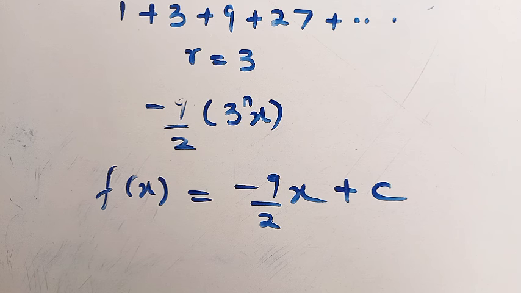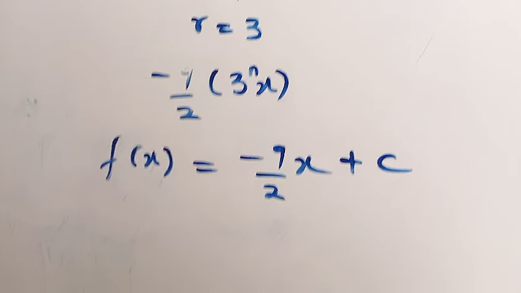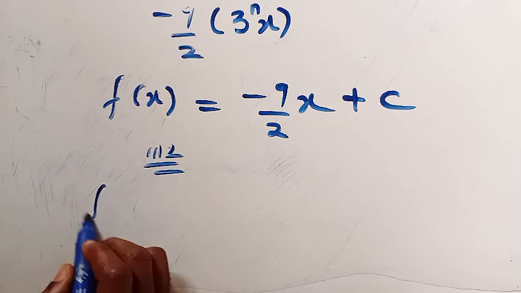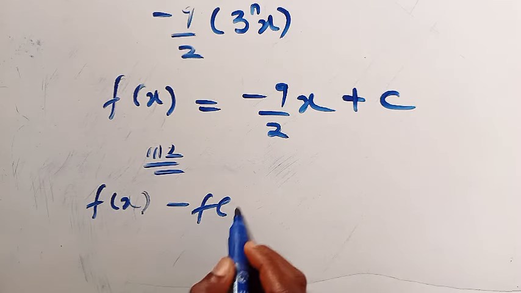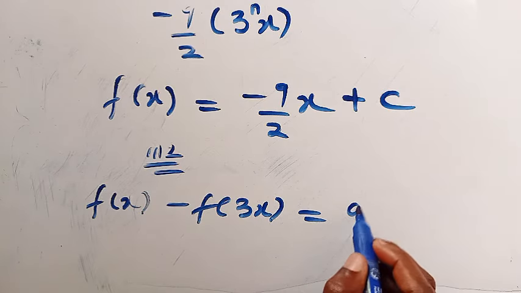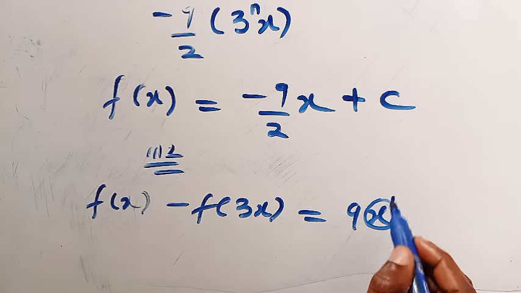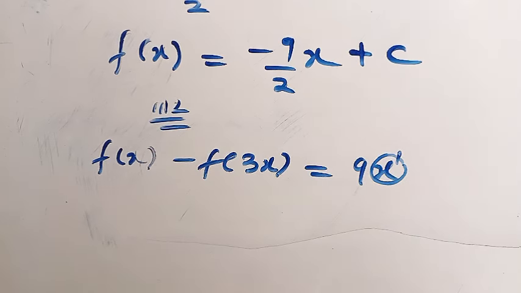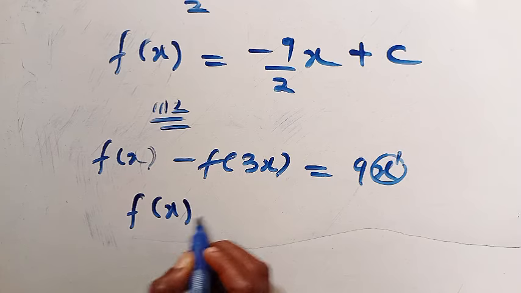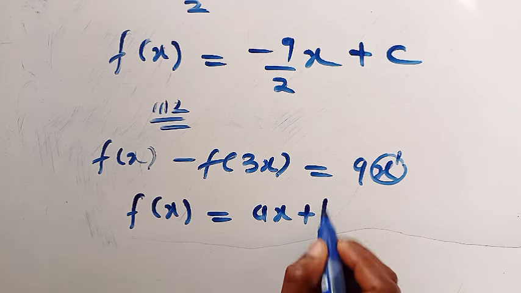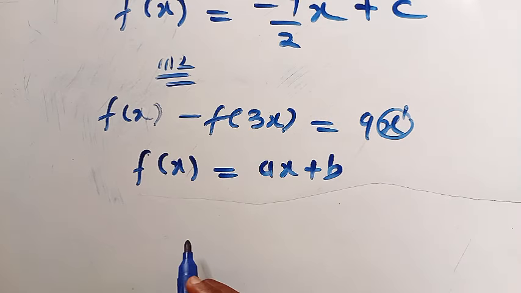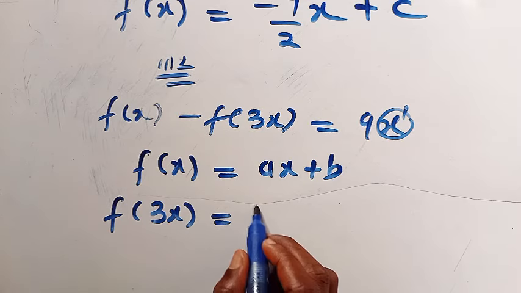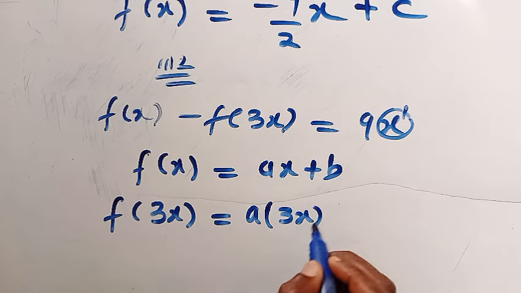So this is the first way of solving this problem. Now the other way, let's say method 2. Since we have f of x minus f of 3x equals 9x, and the power of x here is 1, which is linear, I assume a linear function. Let's say f of x equals ax plus b, and we need f of 3x. For f of 3x, we are going to have a times the bracket of 3x plus b.